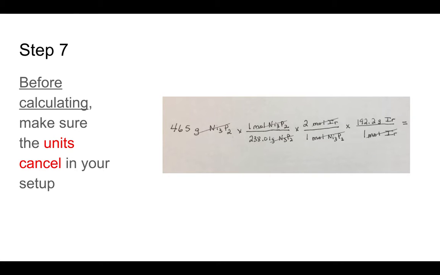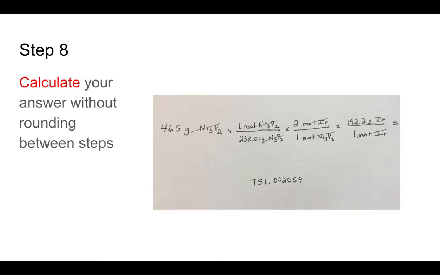Now, before I calculate, I'm going to go through and make sure that the units cancel out on everything except my final item. And so I end up with the units of grams of iridium, which is what I was trying to find. Now I'm ready to calculate. And I'm going to multiply 465 times 1 times 2 times 192.2, and then divide that by 238.01.